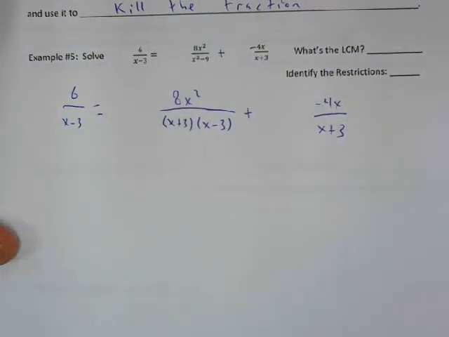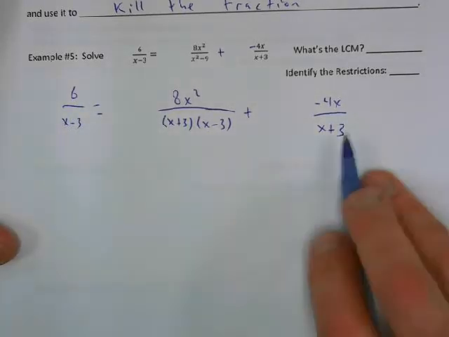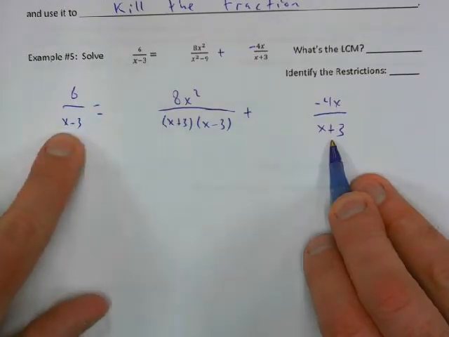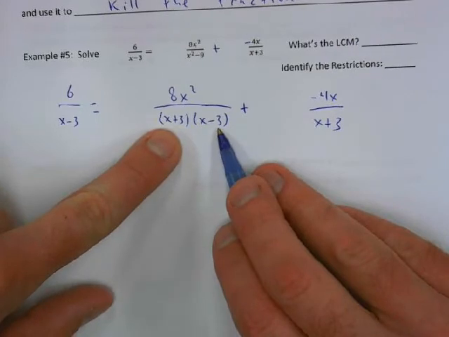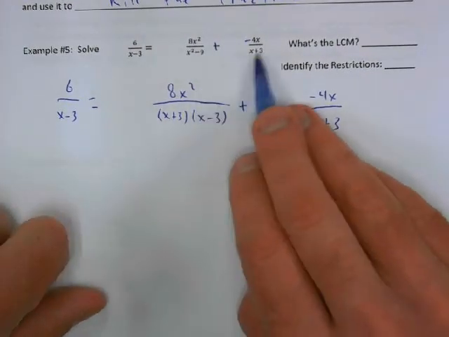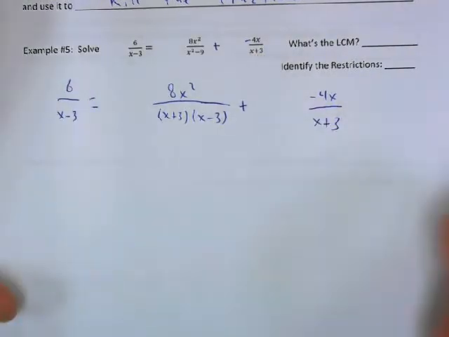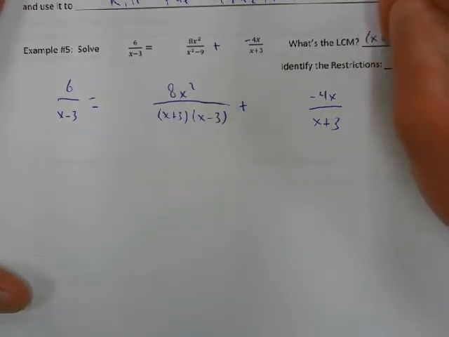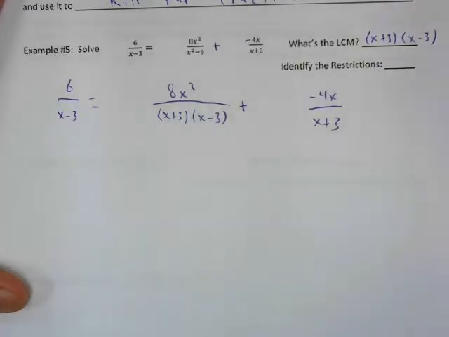Now what's our LCM going to be between these three denominators? Well, I have to multiply by an x plus 3 to get rid of this fraction. I have to multiply by x minus 3 to get rid of this fraction. And if I multiply by those two things, great, that gets rid of the big one too. Like we talked about on the front page, this big thing ended up being that times that. It's not always going to happen, but it often does for these problems. So what's the LCM? x plus 3 times x minus 3, written of course in factored form.